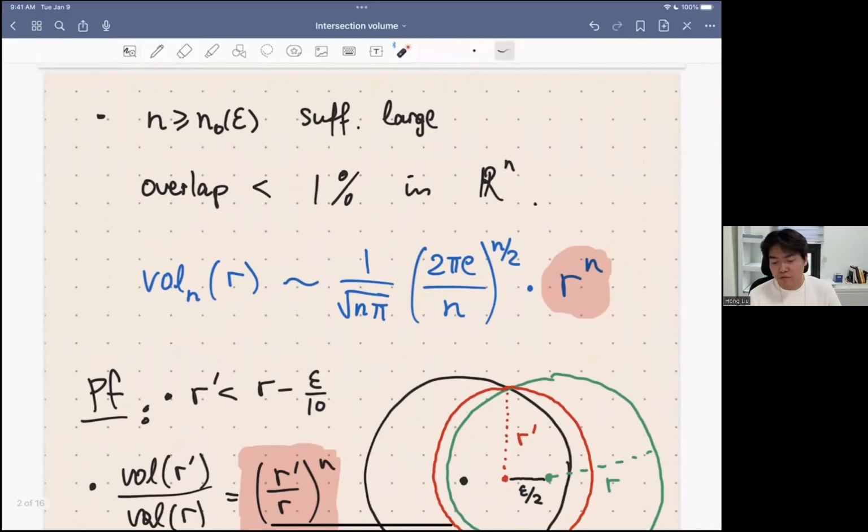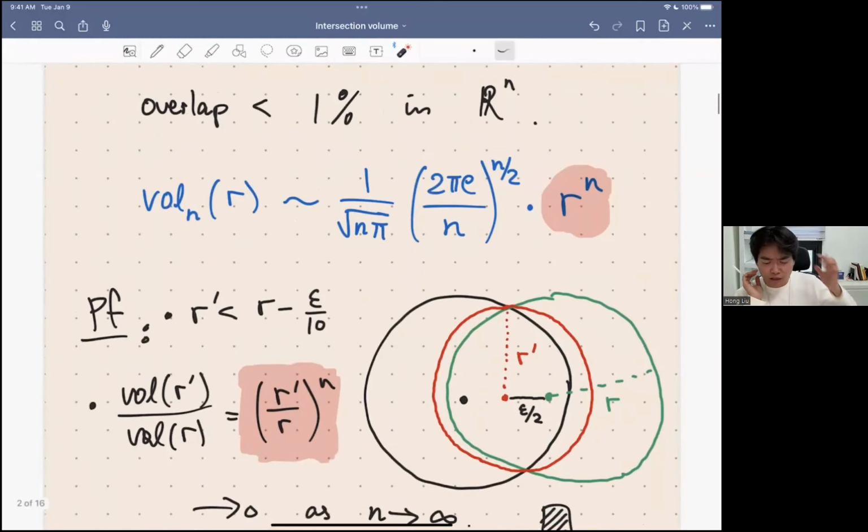Since the proof is very pretty, let's take a look at it. Basically, we just need to recall that this denotes, in R^n, the volume of the ball of radius r. This is asymptotically some factor here, which you don't have to care about because they are common factors. What we need to pay attention to is this r to the n, exponential in the radius r.